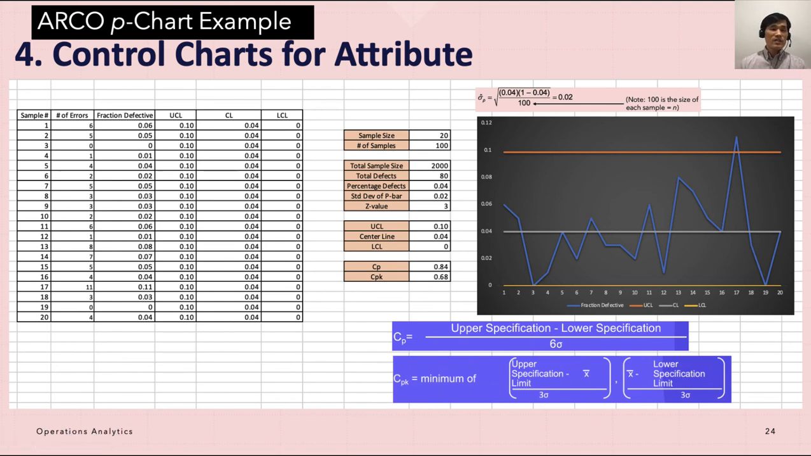If you use Excel, I'm going to show you shortly. This is a sample and the table that I drew, and I put all this information and formula here, and then after calculation I visualized it, and I found the CP is 0.84, and CPK is 0.58 for this case. So let me show you shortly how to do Excel for this chart.